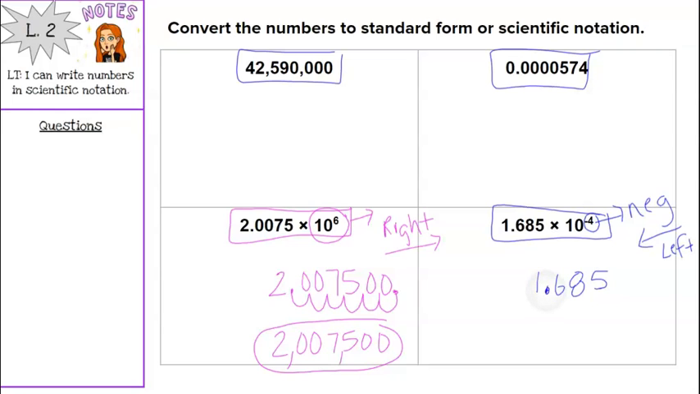So we're going to find our decimal point. We're going to jump 4 jumps to the left. 1, 2, 3, 4. Fill the empty holes with zeros. And then rewrite your number. We have 0.0001685. You can put a 0 in front of your decimal point because that does help make your decimal point more noticeable. Or just really make sure you put a big decimal point so we know where that decimal point is.